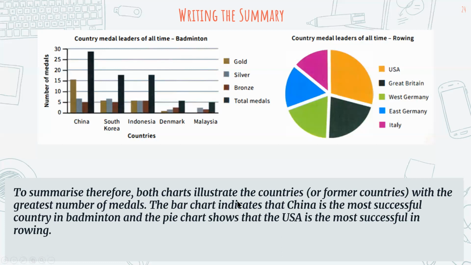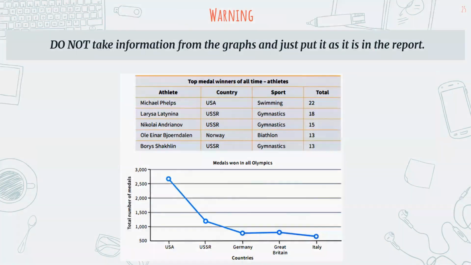Here we said indicates and here we said shows. Don't use shows in both, I mean to talk about both charts. Shows that the USA is the most successful in rowing. Keep it simple. This is my advice. Okay. Warning, don't take information from the graphs and just put it as it is in the report. This is a big mistake.